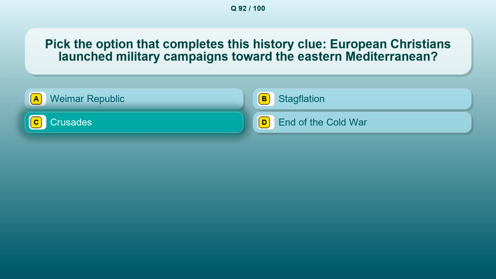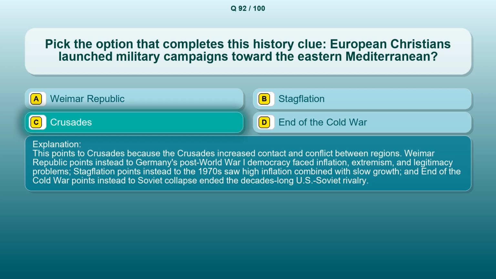The correct answer is option C, Crusades. This points to Crusades because the Crusades increased contact and conflict between regions. Weimar Republic points instead to Germany's post-World War I democracy faced inflation, extremism, and legitimacy problems. Stagflation points instead to the 1970s saw high inflation combined with slow growth, and end of the Cold War points instead to Soviet collapse ended the decades-long US-Soviet rivalry.